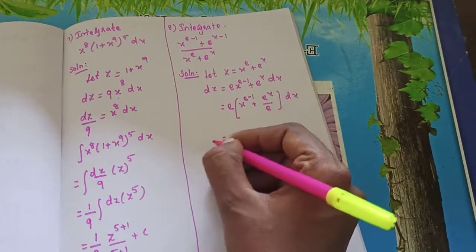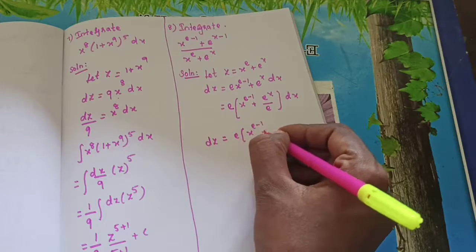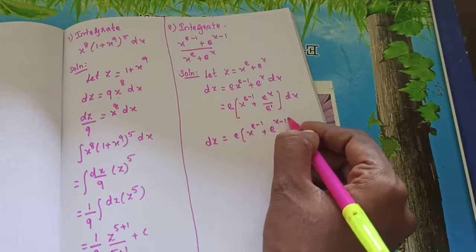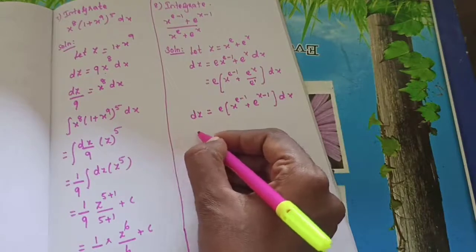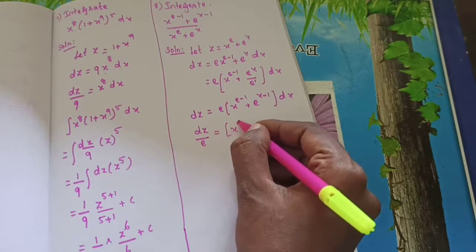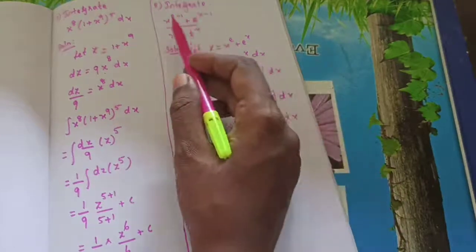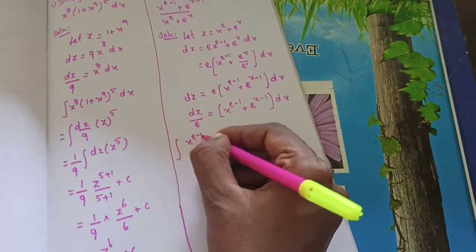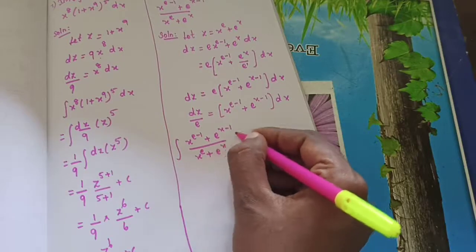dz is equal to e into x power e minus 1 plus e power x minus 1 dx, if the power is 1 and you bring it to the numerator. Now shall we substitute? Bring this e over here: dz by e is equal to x power e minus 1 plus e power x minus 1 into dx. So the numerator can be fully substituted by dz by e. So let's substitute: x power e minus 1 plus e power x minus 1 divided by x power e plus e power x dx.